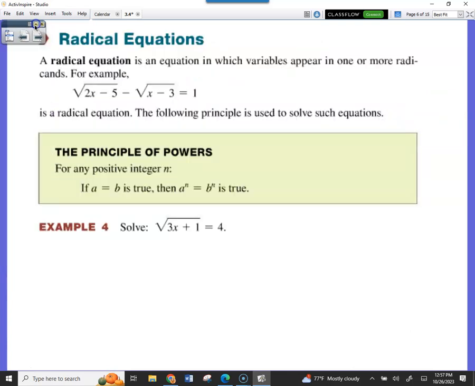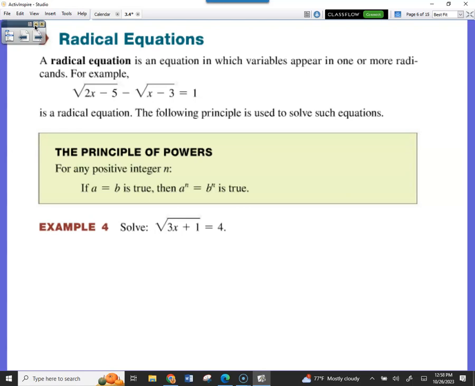So switching gears from rational to radical. So once again, there's a little bit of a check yourself. Be careful here because you've got to remember that even radicals cannot take the square root of what? Negative numbers, right? Sorry. Okay.